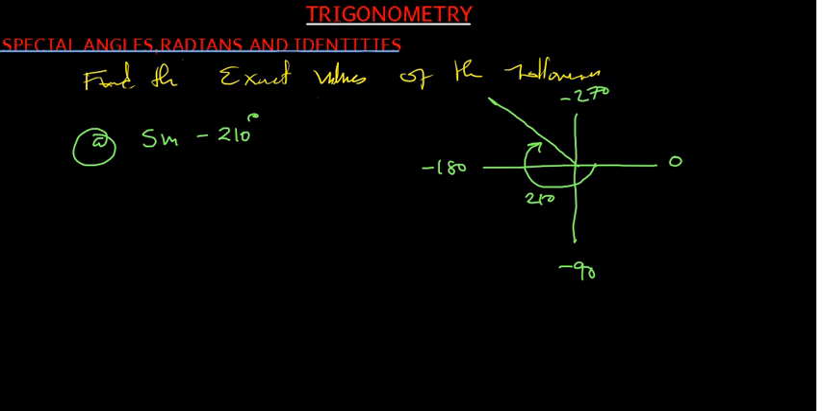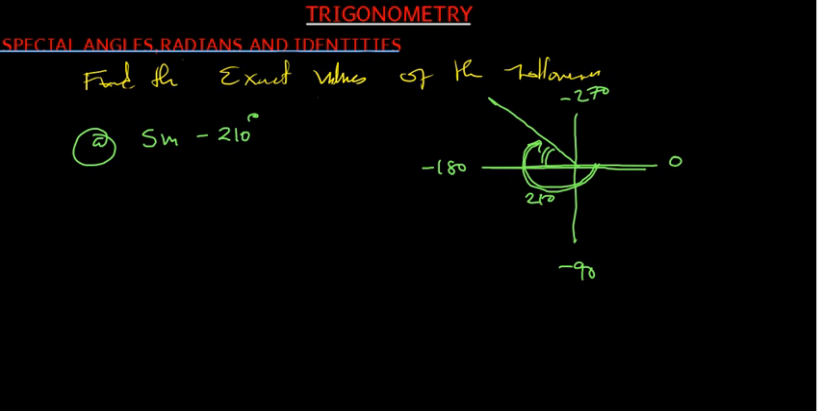So I want to find the acute angle associated with the negative 210. So the acute angle which is related to the x-axis is that one. So all we are going to do is, from this angle which we have, we are going to remove a straight line, and then we are going to remain with that. So 210 minus 180.